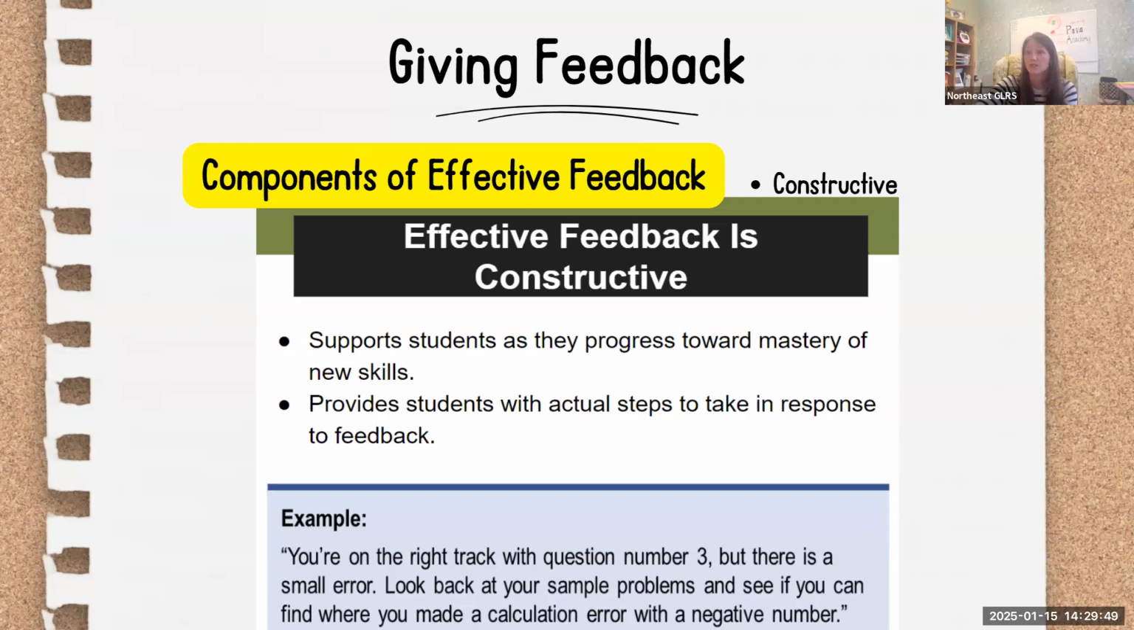The new skill is to solve this equation using whatever strategy we've taught them. And we are recognizing that they're on the right track. They have completed some steps correctly, but we're also saying we've seen an error. We're not telling them, look, you did this wrong right here, and pointing to exactly what they did. We're saying you made a calculation error with a negative number. Go back and see if you can recognize that and correct that error.